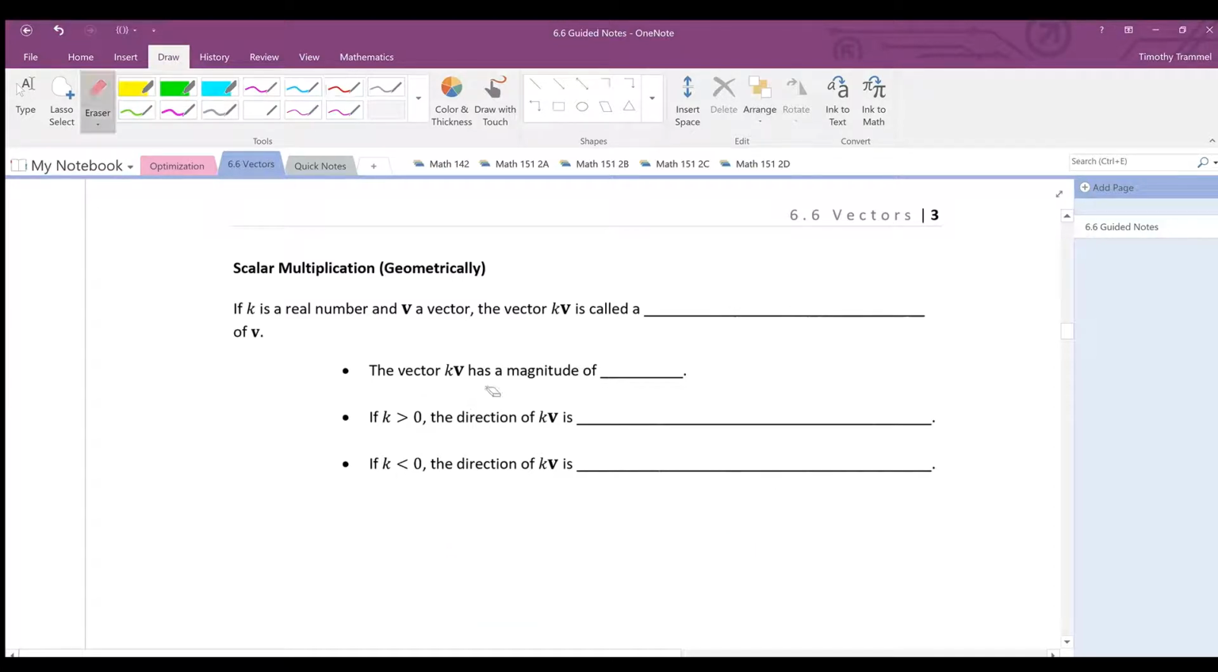Okay, so let's see here. If k is a real number and v a vector, the vector kv is called a scalar multiple of v.